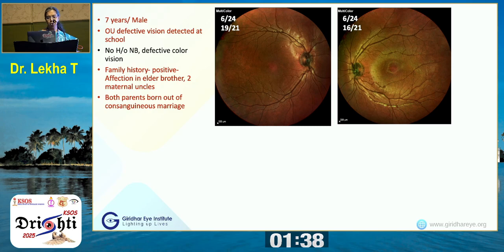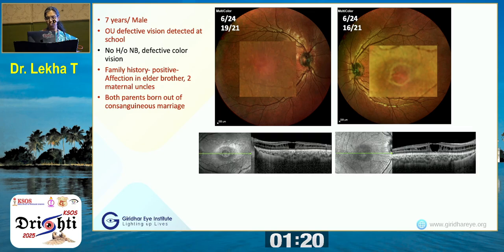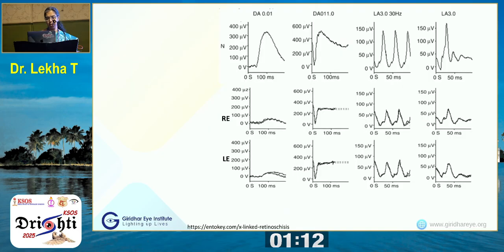Now, this is a 7-year-old boy with defective vision detected at school. Family history was positive, but note that it is the brother and the uncles who are affected, and both parents were born of consanguineous marriage. Vision was 6/24, color vision also mildly affected. A careful examination could show some schitic changes, but it's not so clear in this photograph. But it is very well seen on OCT, especially the wide field OCT, which showed that these changes extend much beyond what could be seen clinically.